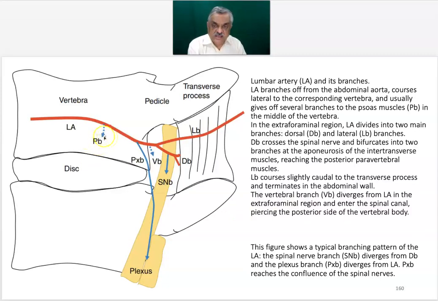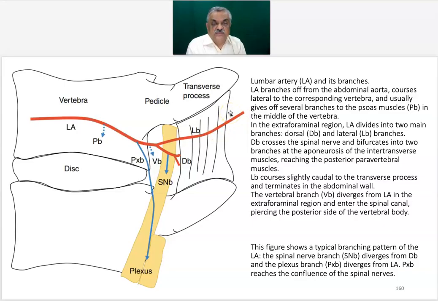P for psoas branches. Then in the extraforaminal region, the lumbar artery divides into two main branches, the dorsal lumbar artery or the DB, and the lateral branches, the LB. The lateral branches go to the muscle, the paraspinal area. This DB crosses the spinal nerve and bifurcates into two branches at the aponeurosis of intertransverse muscles, reaching the posterior paravertebral muscles. So this gives two branches, and LB courses slightly caudal to the transverse process, terminates in the wall here.